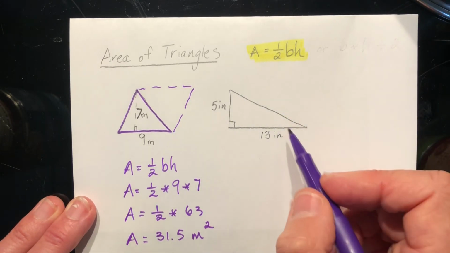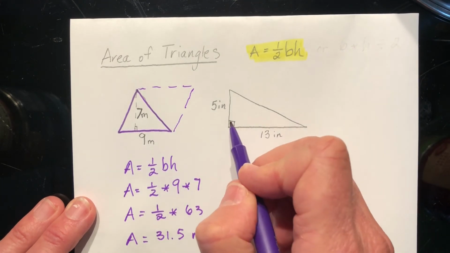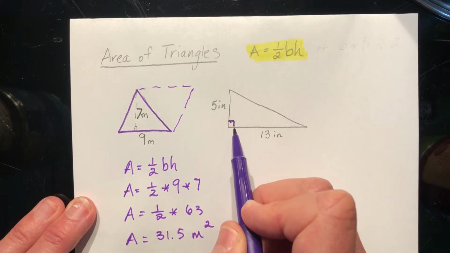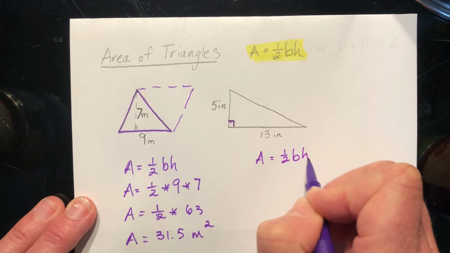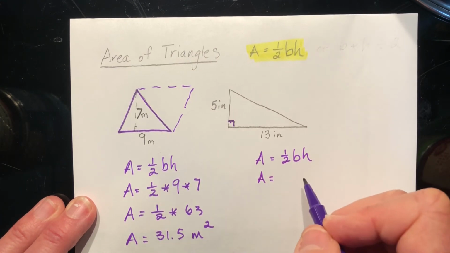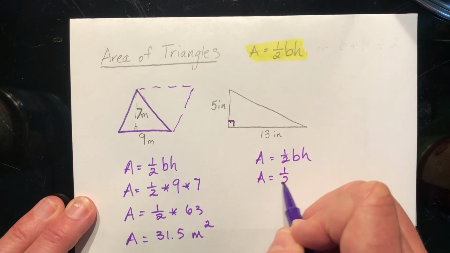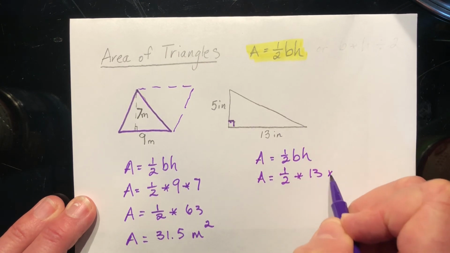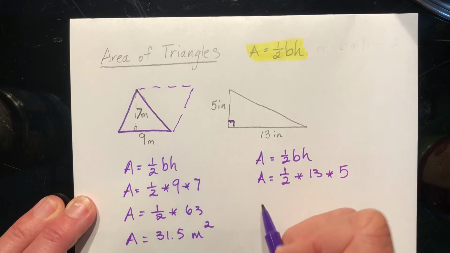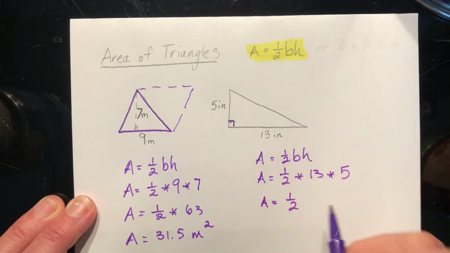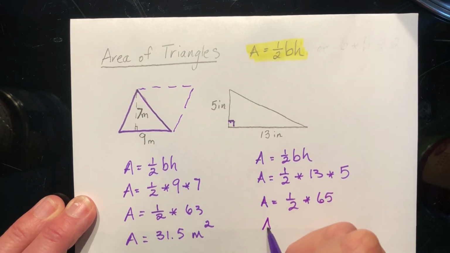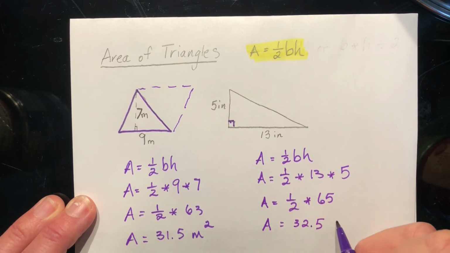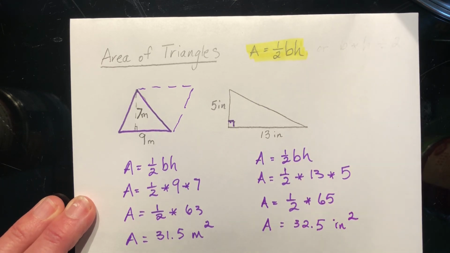All right, one more triangle to look at, this one here. So this is a right triangle, again, as evidenced by this right angle symbol here. So I'm going to begin by copying my formula, 1/2 base times height, and I'm going to fill in the values I was given. So area equals 1/2 times 13 times 5. 13 times 5 is 65. And our area will turn out to be actually 32.5. And again, it's inches squared.